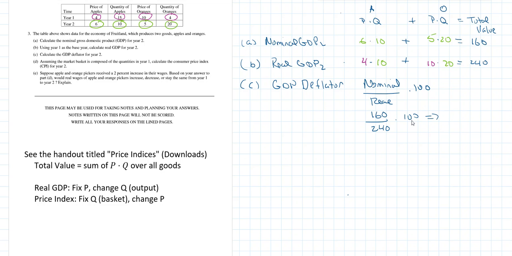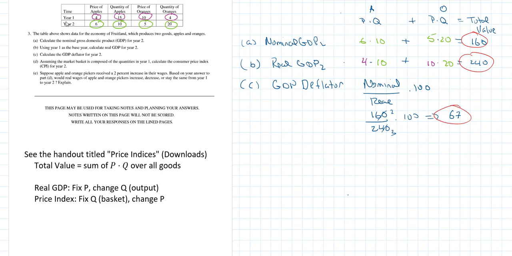And this gives you roughly, 80 goes into there twice, goes into here 3 times. So it's 2/3 of 100, which is 67 rounded to the nearest whole number. So there's my nominal for year two, real for year two, and my GDP deflator for year two.